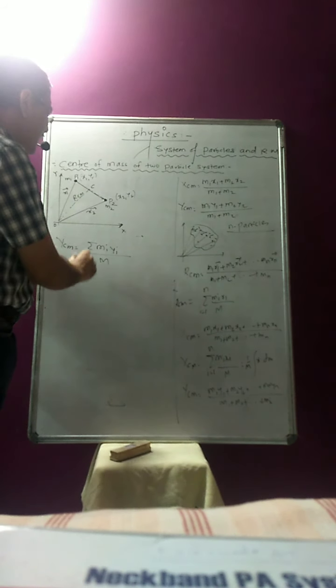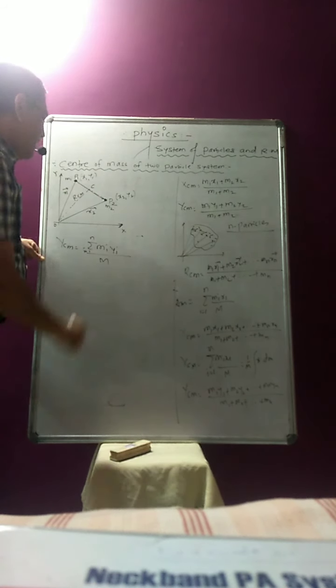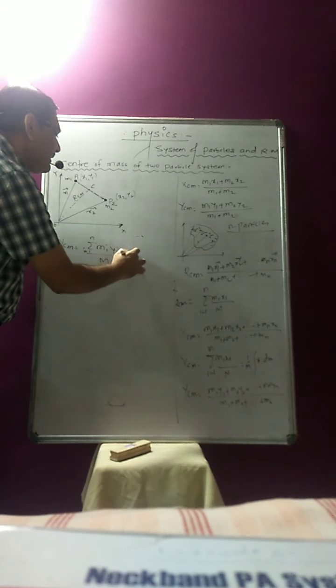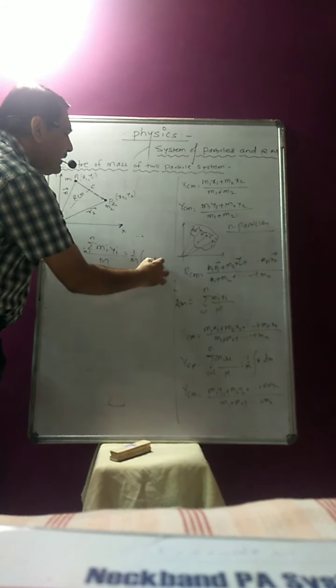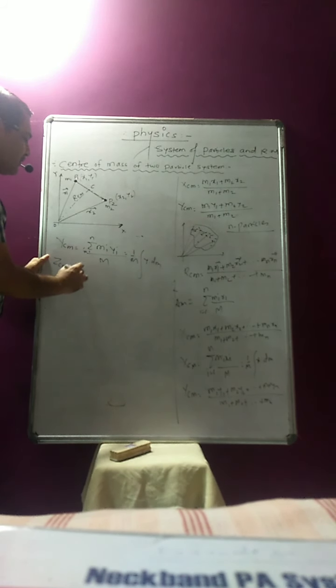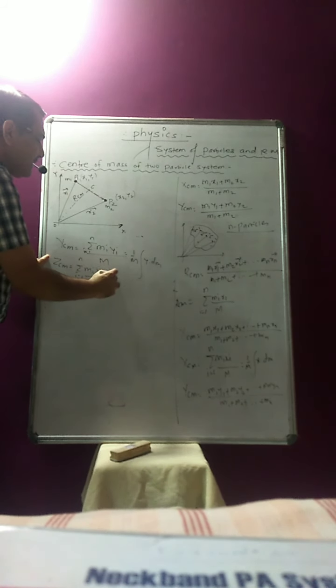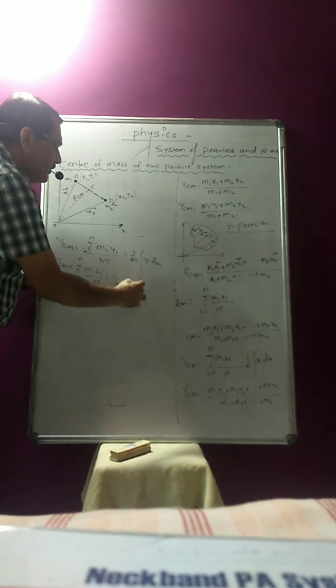So that will be the point where i varies from 1 to n. Or this formula can also be written as 1 upon m integration of y into dm. Similarly, if it were the z axis, then my formula will be z center of mass is equal to summation of mi zi upon m, i varies from 1 to n, that is equal to 1 upon m integration of z into dm.